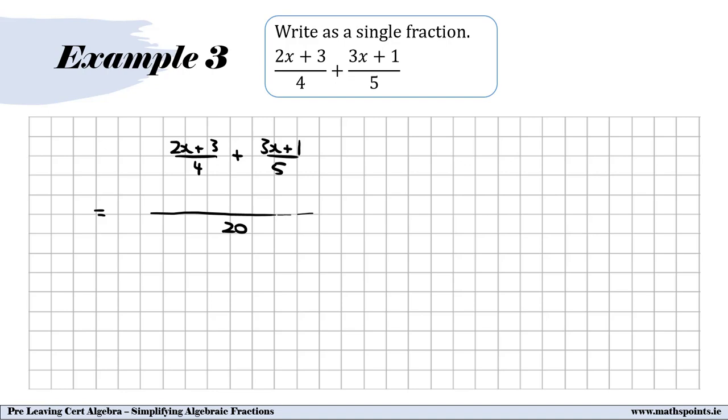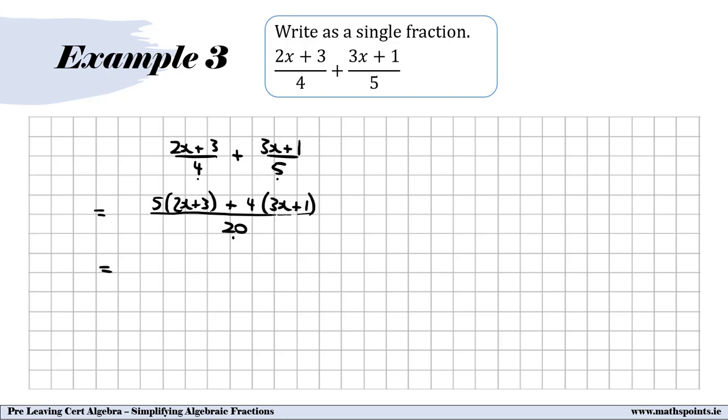And so we're trying to turn each of these initial fractions into equivalent fractions over 20. And how do I do that? Well, I decide how many times does 4 go into 20? It goes in 5 times. And so I need to multiply the numerator by 5. And then how many times does 5 go into 20? It goes 4 times, and I need to multiply its numerator by 4.